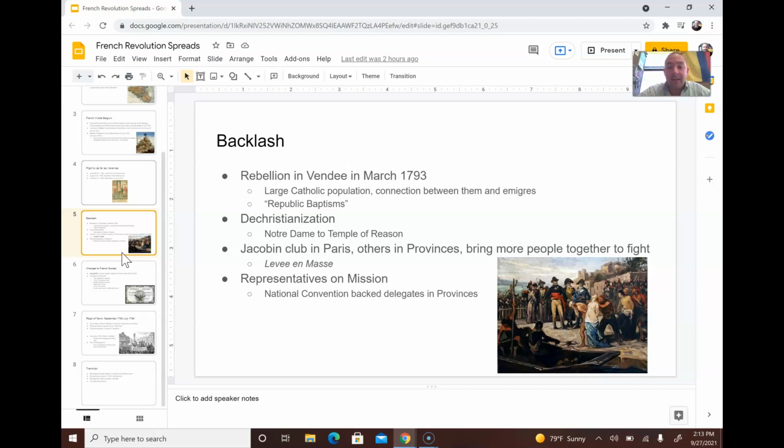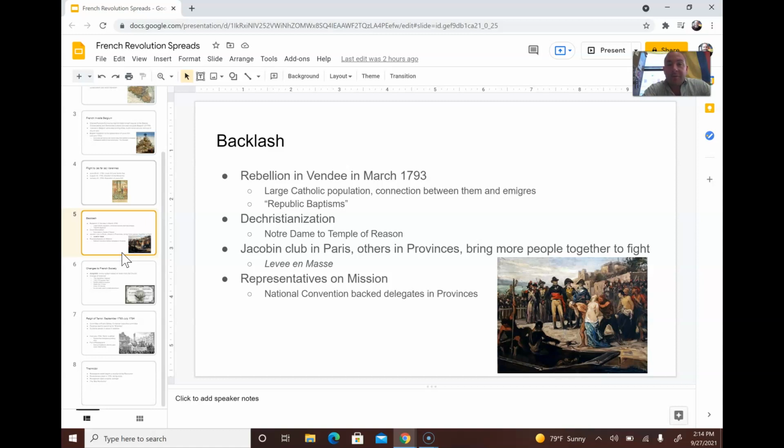And they're suppressed by the Committee of Public Safety, Robespierre, and other Republican leaders, Republican here being a small r republican, who want to try and keep the revolution going.